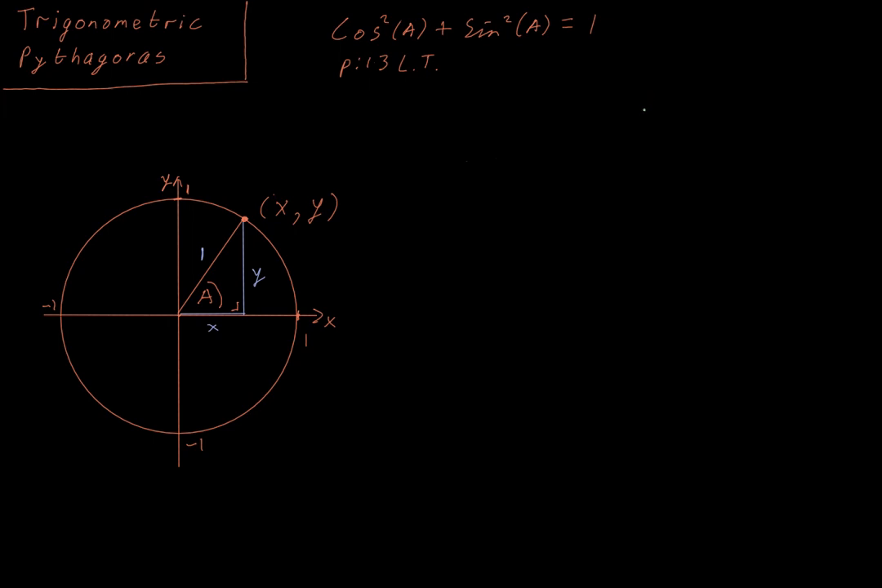So let's have a look at how we could define cos of my angle A. Well, that would be the adjacent divided by the hypotenuse. Well, the adjacent of my right angle triangle, as I've drawn it here, is x, and the hypotenuse is just 1. So that's x over 1. So immediately we can write down then that the x coordinate is going to be cos of A.